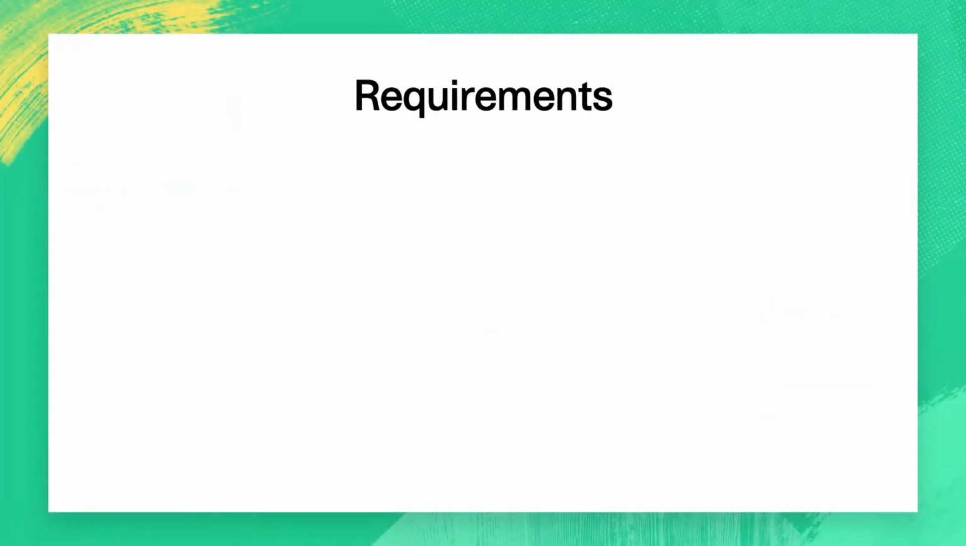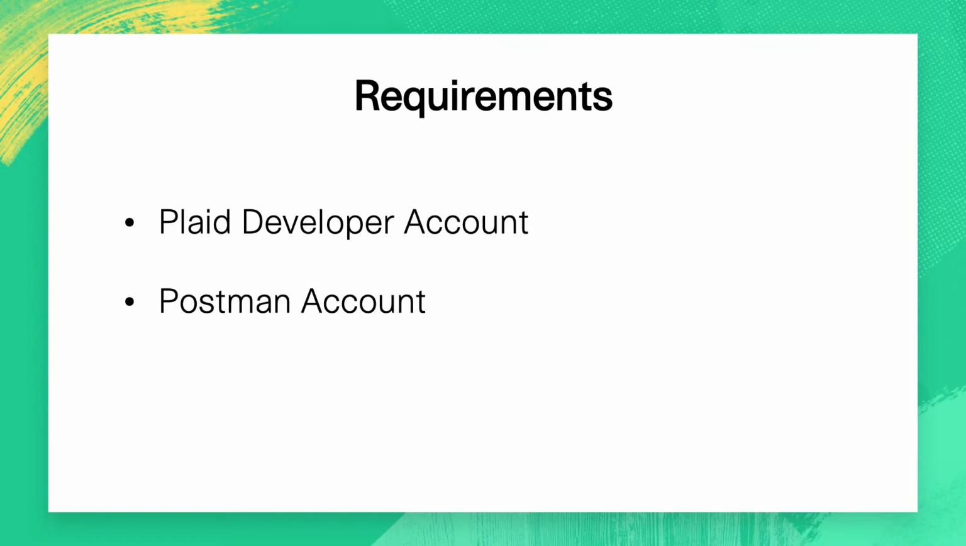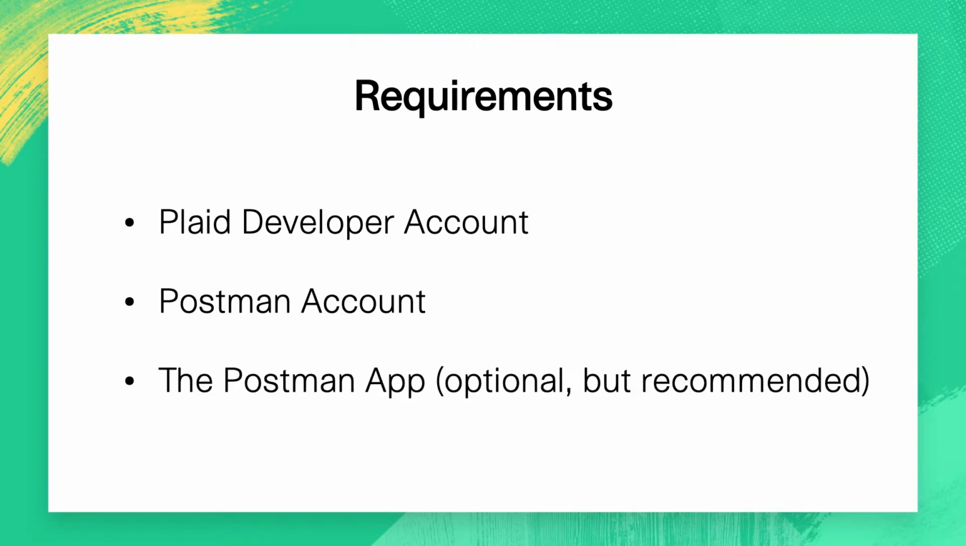Now to get started, you're going to need three things. First, you'll need a Plaid developer account, which you can get over at dashboard.plaid.com. You won't need more than sandbox access to get started, and I'll talk more about what that means a little bit later. Next, you'll need a Postman account, which you can sign up for over at postman.com. And finally, this is optional, but I do recommend you download and install the Postman desktop client. You don't need to do this if you really don't want to. Everything works in a browser too, but I happen to think the desktop client is just nicer to work with. All right, let's get started.